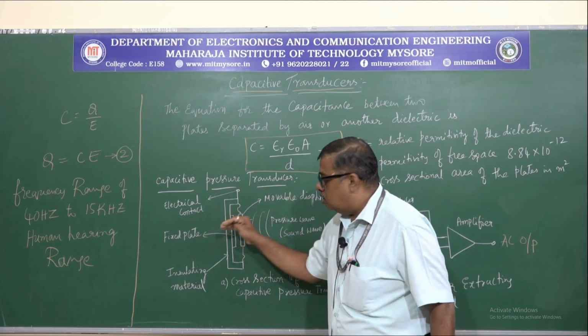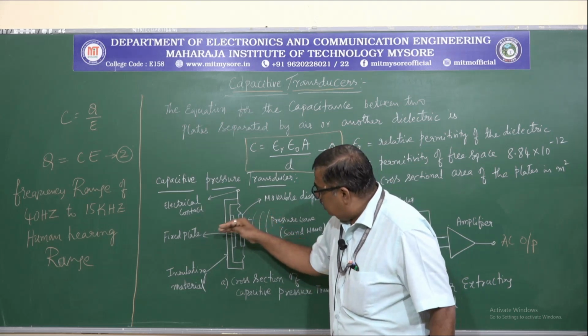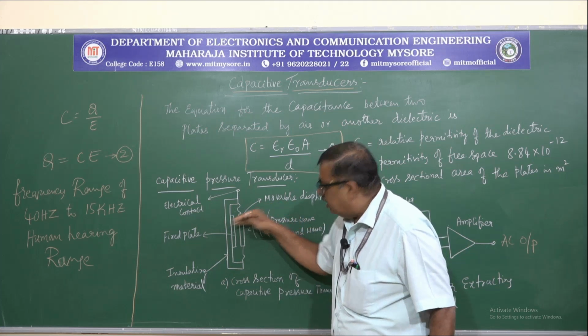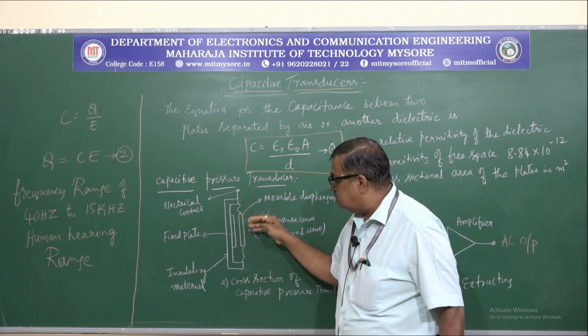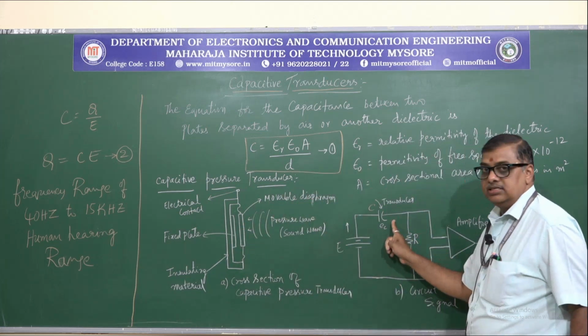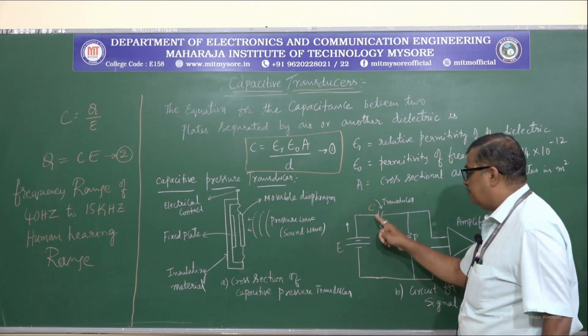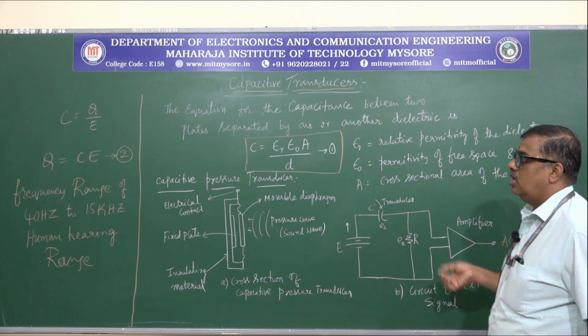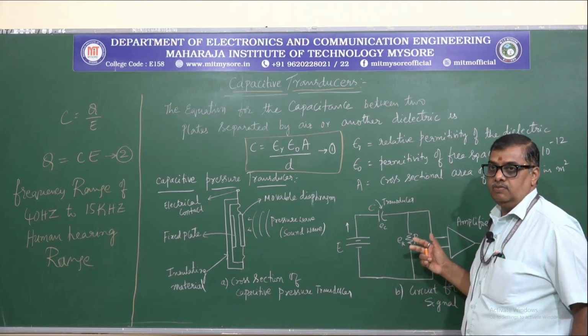With that frequency as the input, we can make this movable diaphragm move in the inward and outward directions. This causes changes in the capacitance, and that capacitance is taken in the circuit, and with the help of R and C we get the AC output. So, this is how a capacitive transducer works.